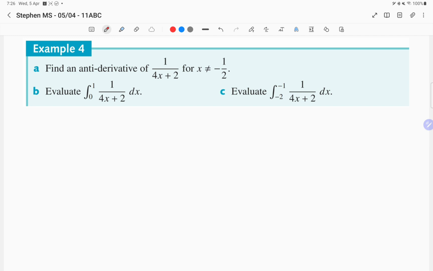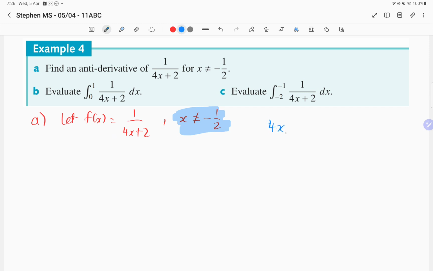Anyway, find an antiderivative of this thing. Let f of x equal 1 over 4x plus 2, and x is not equal to negative 1 over 2. Do you know how they get this restriction? Hint, it has something to do with the denominator. Maybe that will equal 0.